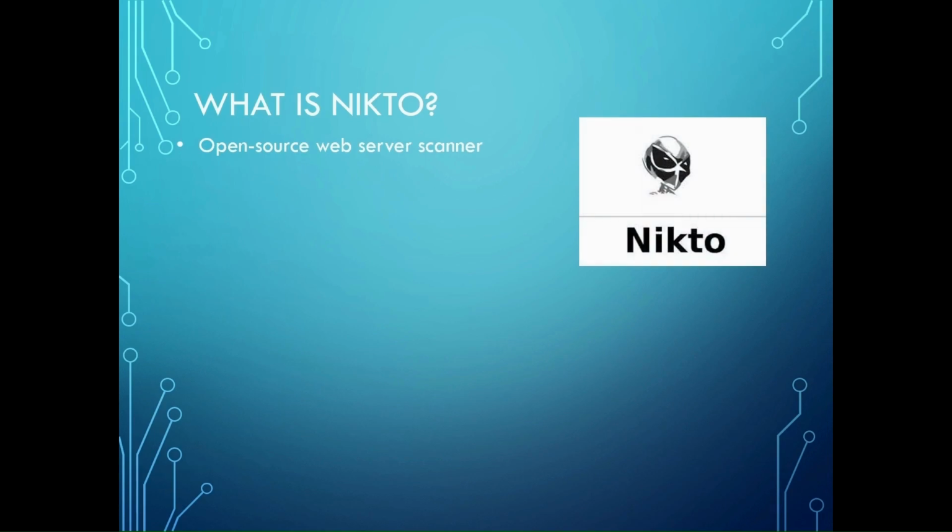What is Nikto? Open source web server scanner. Nikto is an open source tool used to scan web servers for security vulnerabilities. Because it is open source, anyone can use and modify it freely. Finds vulnerabilities and misconfigurations. Nikto checks websites for security weaknesses such as misconfigured settings, exposed files, or insecure server configurations.